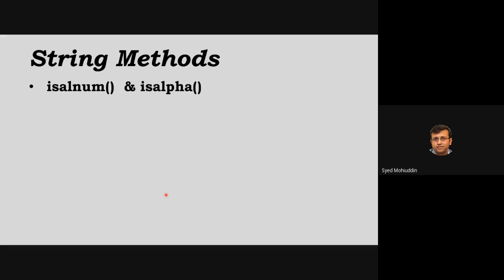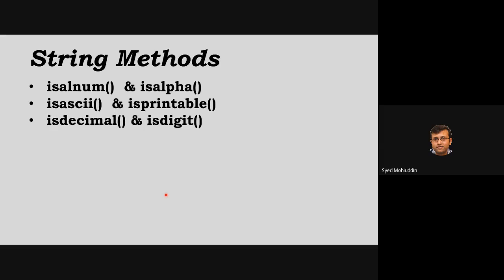Now there are a few other methods like isalnum and isalpha, to check whether the string is alphanumeric or only alphabetic. isascii, isprintable checks for printable characters. For example, the character A is a printable character, whereas the newline character \n is not a printable character. So it will return true or false. Then isdecimal, isdigit, isidentifier, islower and isupper. That is the case we find.